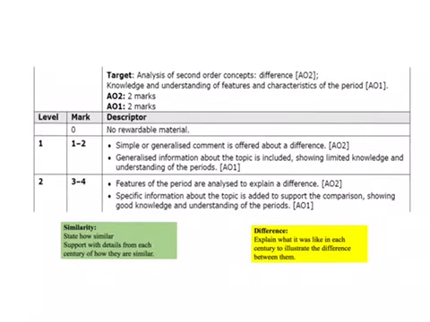In this question, you will receive 1 mark for giving a feature of the period and an additional mark for specific information about the topic to be used to compare. If you repeat this process, you will achieve 4 marks.